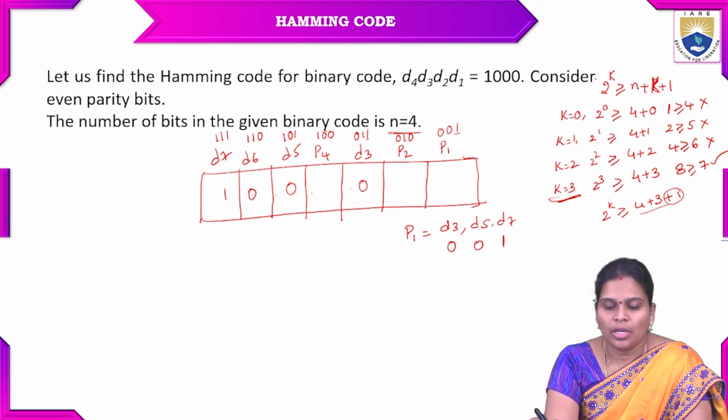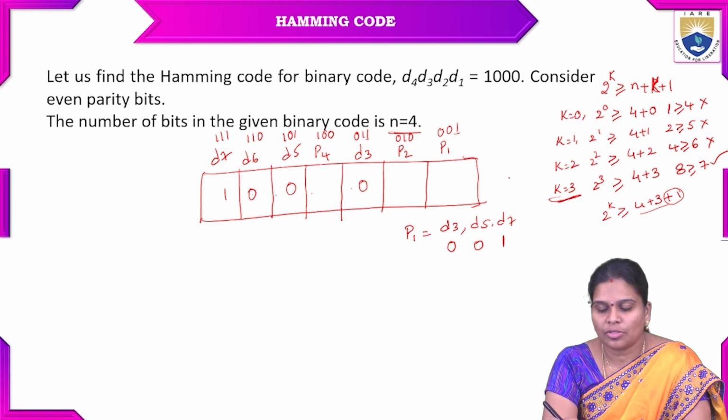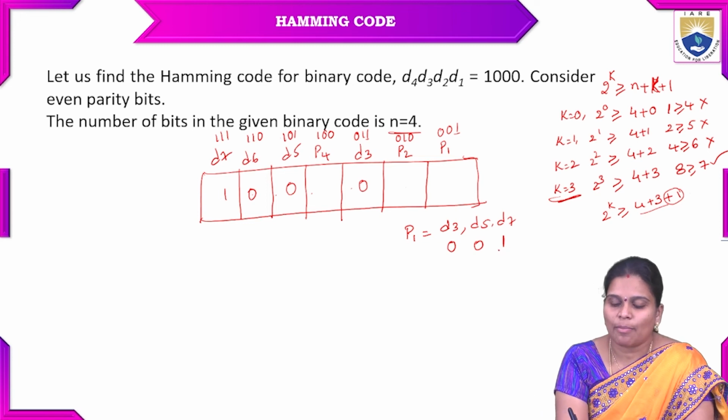Already in the question they mention to consider even parity. Whenever we take even parity, if the data already satisfies the even value, the parity bit is 0. Otherwise, it is 1. Here the number of ones does not satisfy the even value, so we take the bit as 1. So the P1 value is 1.